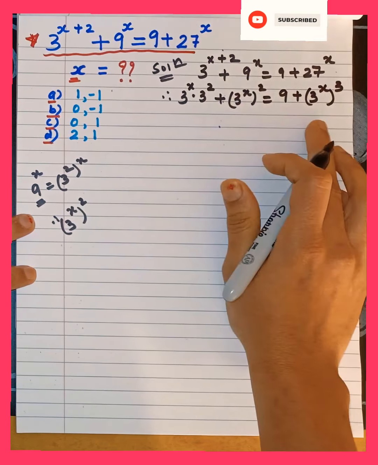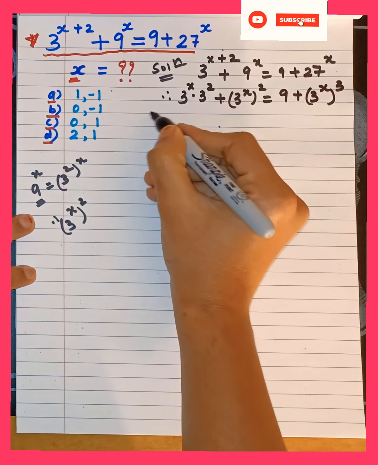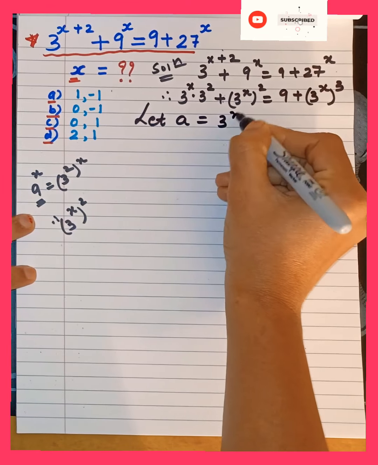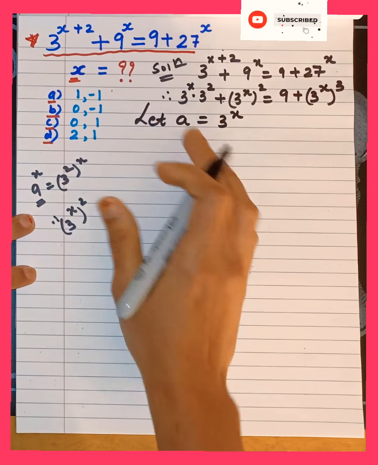Now you can see that 3 raised to x, we can see it again and again. So 3 raised to x is repeated. So let's assume, let a equals to 3 raised to x. So 3 raised to x will be equal to a. So this we are supposing, we are assuming.